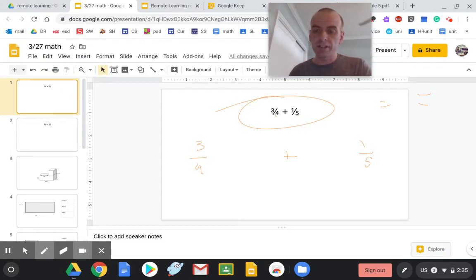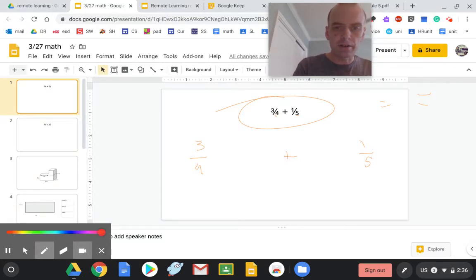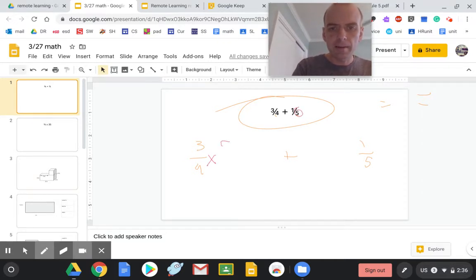4, 8, 12, 16, 5, 10, 15, 20. Or we can multiply them by each other. I'm going to multiply them by each other. So 3/4 times the other denominator, times 5/5. So 3 times 5 is 15. 4 times 5 is 20.